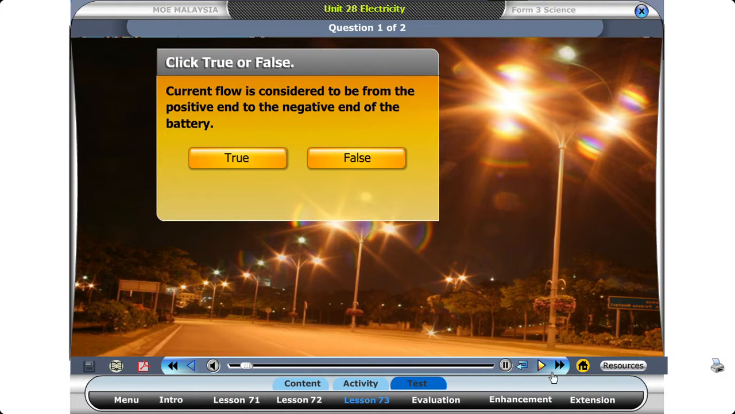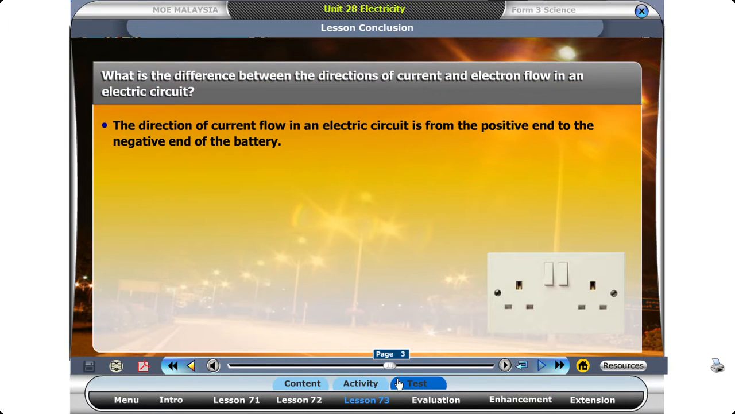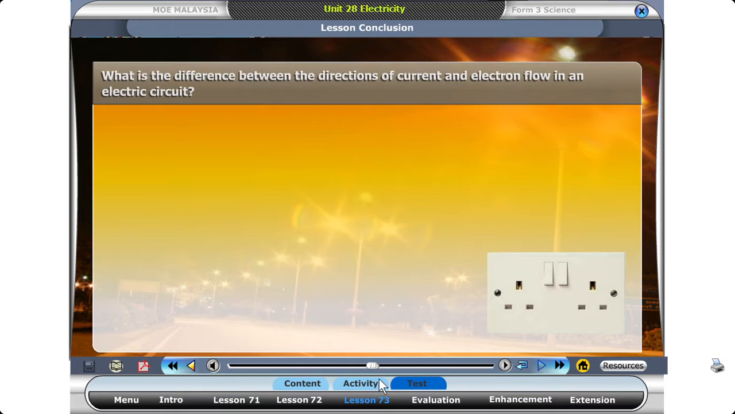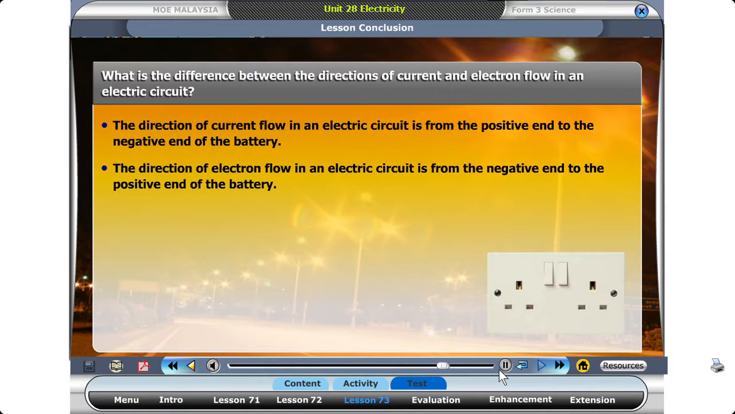The direction of current flow in an electric circuit is from the positive end to the negative end of the battery. The direction of electron flow in an electric circuit is from the negative end to the positive end of the battery.